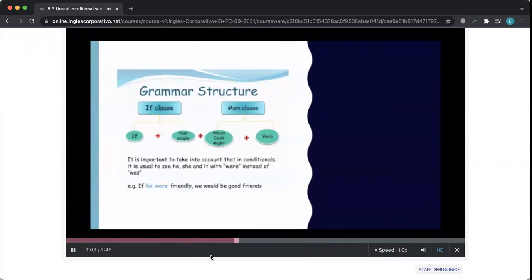Let's begin with the structure of it. An unreal conditional is made out of two clauses, the if clause and the main clause. Let's work first on the if clause. This one is formed with if plus a past simple verb. Let's move on to the main clause. In this part, we may use would, could, or might plus verb in simple present.